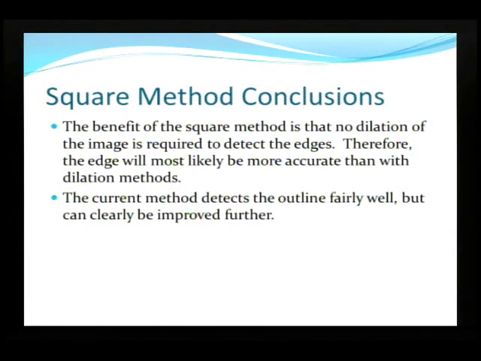For the conclusions of the square method, the benefit of the square method is that no dilation of the image is required to detect the edges. Therefore, the edge will most likely be more accurate than with dilation methods. The current method detects the outline fairly well, but can clearly be improved further.